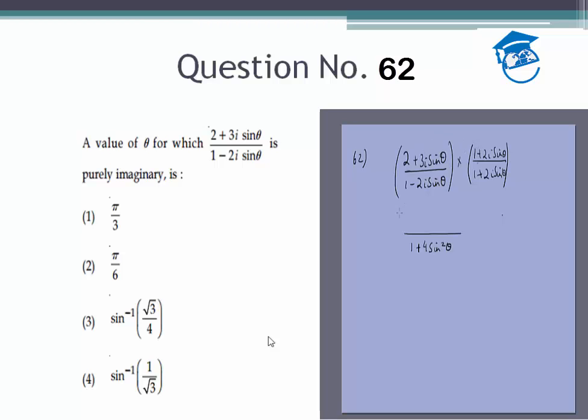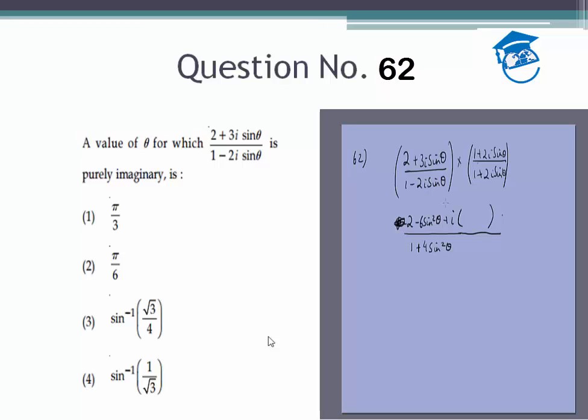We can just multiply these two functions. So we'll get 2 minus 6 sine square theta plus, and we'll have iotas times something, which will be an imaginary term, which is really not needed in this.